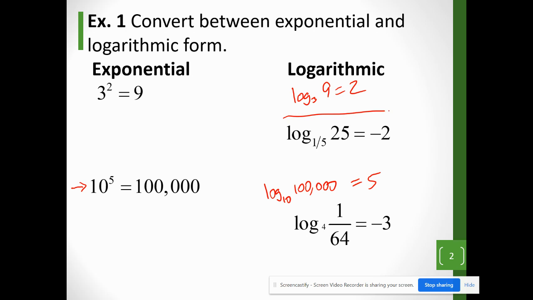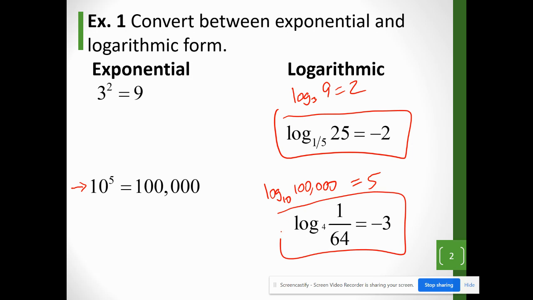Now, let's take a look at these two examples. I gave you some examples in logarithm form, and I want you to write it in exponential form. So I'm just going to say, well, the base is 1/5. So I'm going to write this as 1/5 to the negative 2 is equal to 25. The other example, I'm going to write this as 4 to the negative 3 is equal to 1/64.